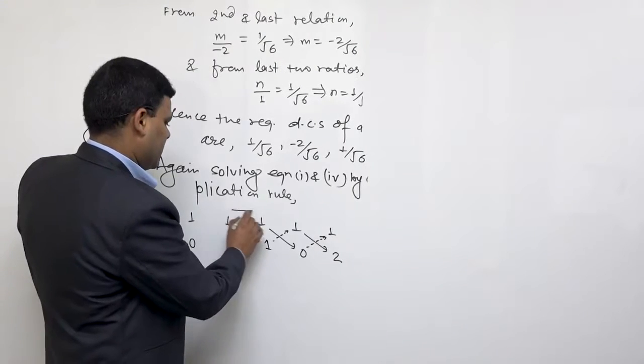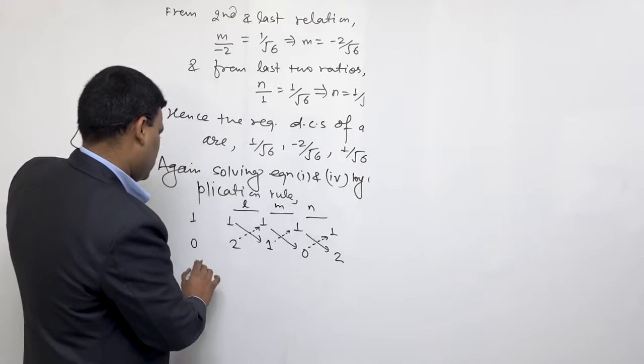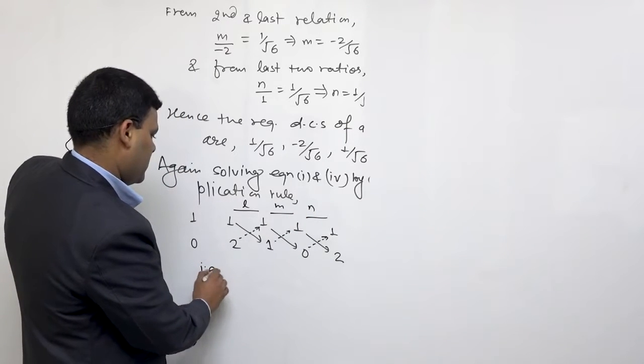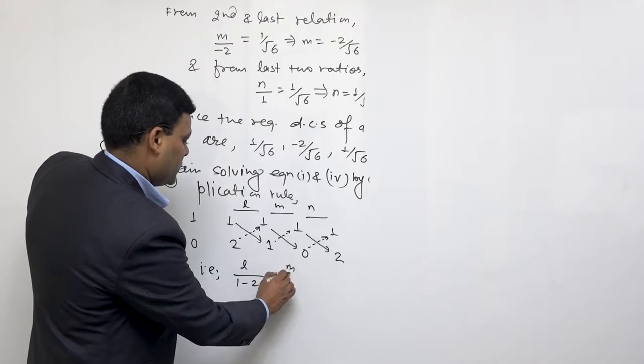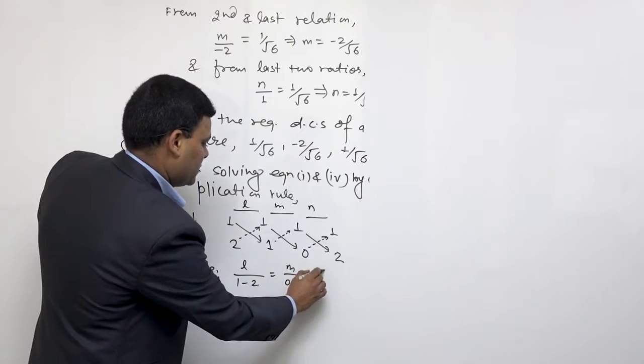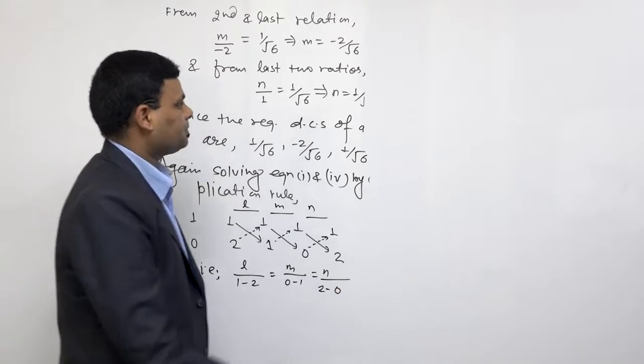This product we write upon l, this upon m, and this upon n. Therefore, here we have l upon 1 minus 2 equals to m upon 0 minus 1 equals to n upon 2 minus 0.